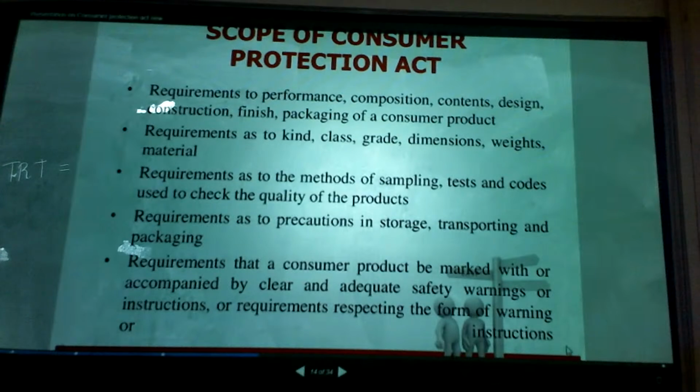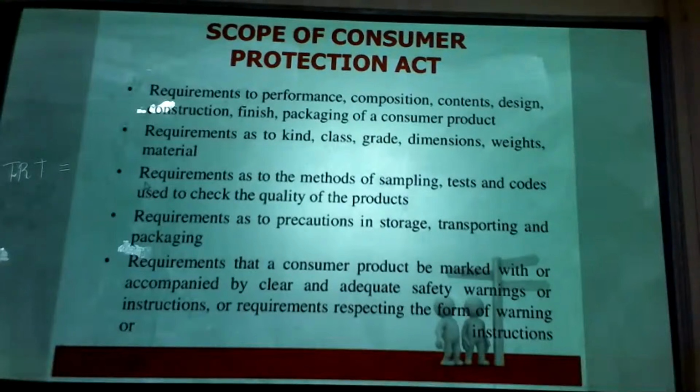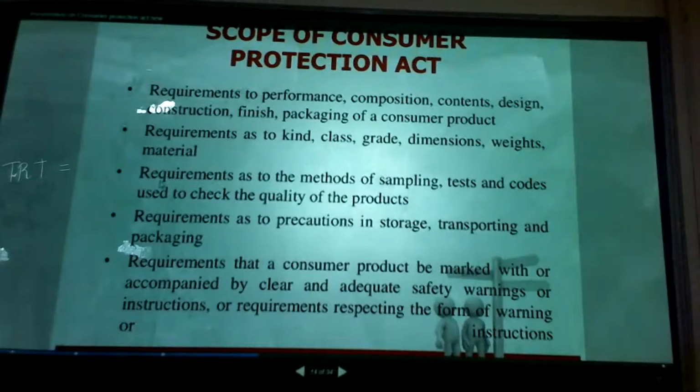The next one is the requirement for kind, class, grade, dimension, weight, and material. Classes means first quality, second quality, third quality of goods. Sometimes a manufacturer selling a third class product says this is a first class product. It should not be like that. You must always mention what class of product is being provided.